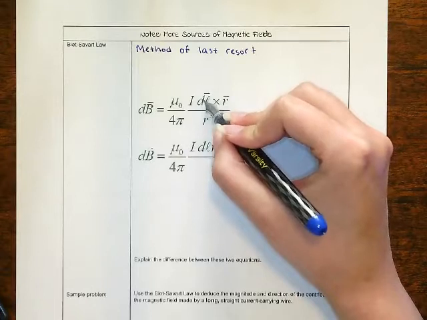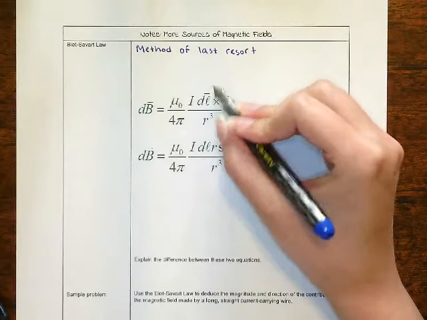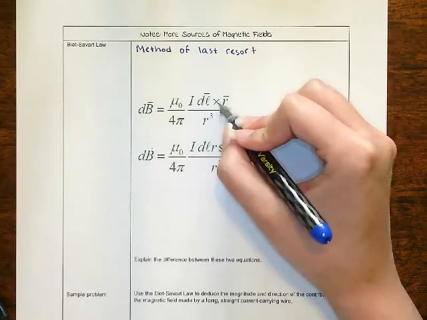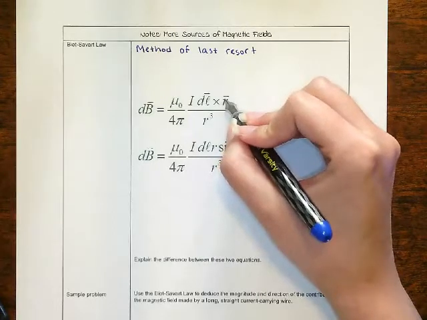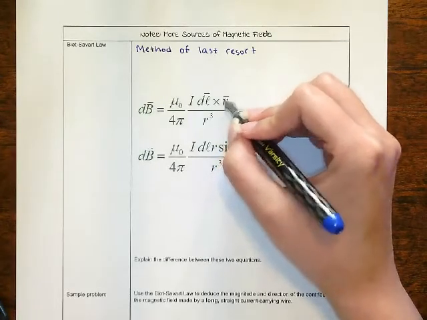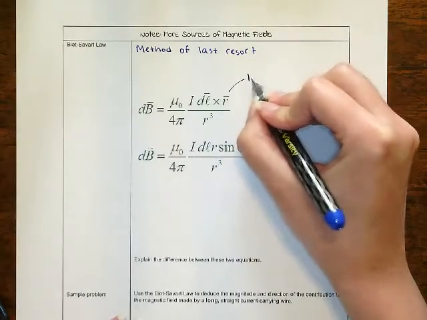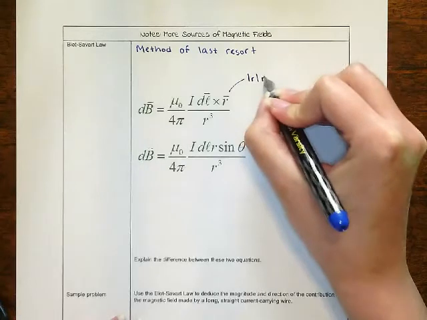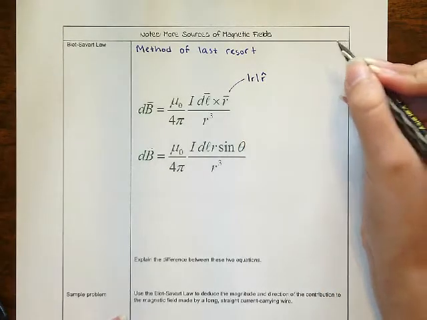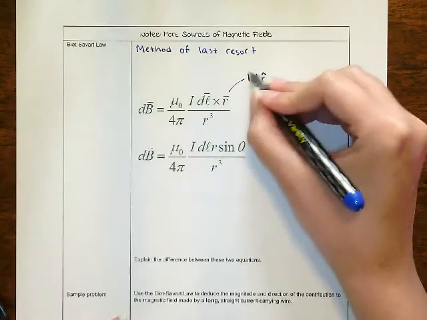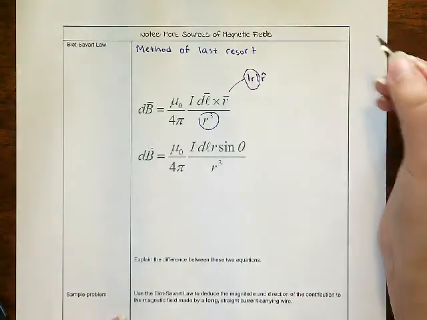So this is the tiny little length vector dl cross producted. I don't think that's a word, but we're going to go with it. The cross product of dl with our radius vector. So the radius vector has the magnitude of the radius multiplied by the direction of the radius, like so. So this is the same value as this.